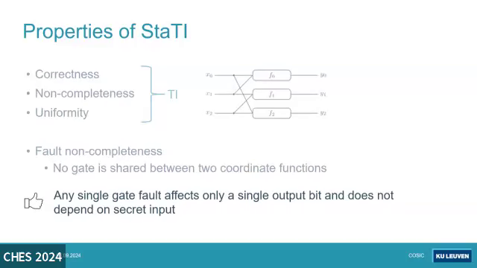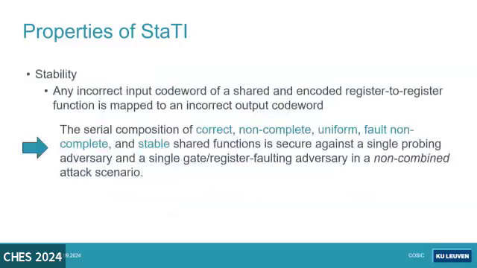So now we know that any single gate fault injected into a coordinate function affects only a single output bit, and this fault is independent of the secret input because of non-completeness. This is fine, but what happens if we inject a fault into the input, or this faulty output is the input of another function? So we need some more properties for that. For this, we propose stability, which ensures that for any incorrect input code word of a shared and encoded register-to-register function, the output code word is also incorrect.